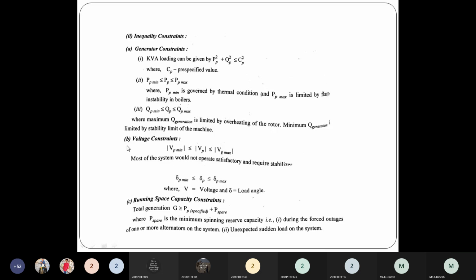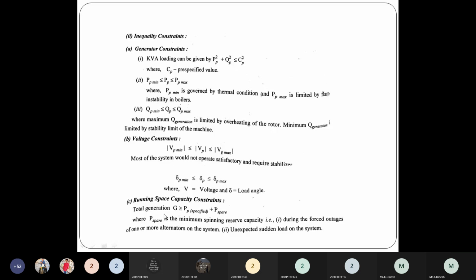Second constraint is voltage constraint. So voltage constraint is VG minimum less than or equal to VG less than or equal to VG max. Most of the system would not operate satisfactorily and requires stabilization. So the load angle minimum to maximum limit may be provided. That is, V is the voltage, L is the load angle, and C is running spare capacity constraints.